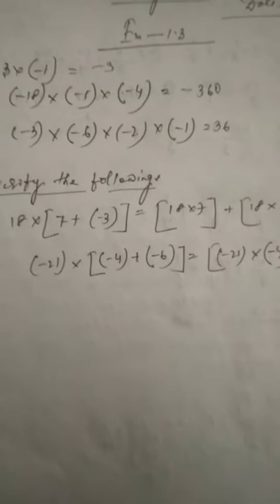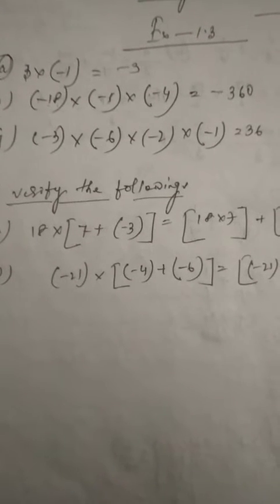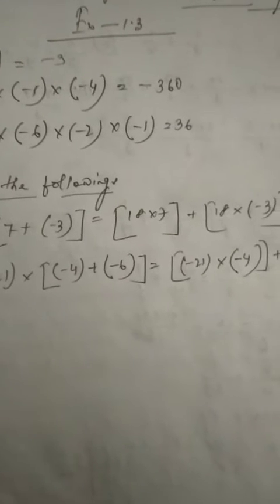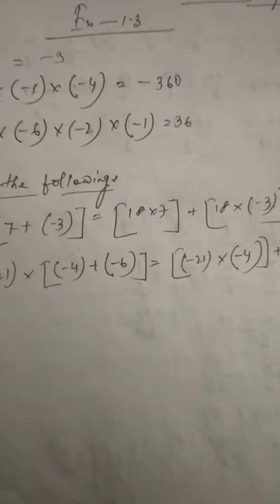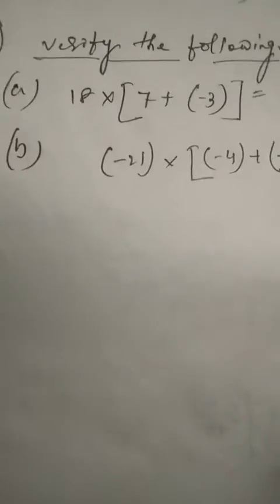Now children, here we are going for verification. In the first question, on the left hand side, 18 into the bracket 7 plus minus 3. And on the right hand side, 18 into 7 plus in bracket 18 into minus 3. So children, how will we verify these? It's really very easy. We will be using a very simple process.